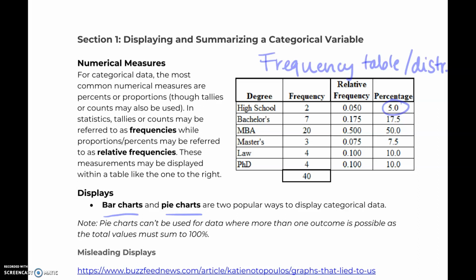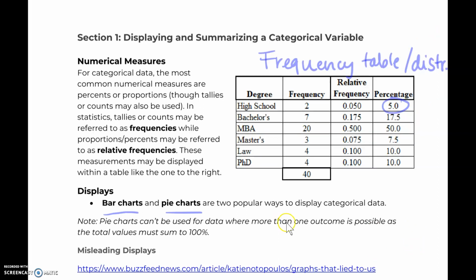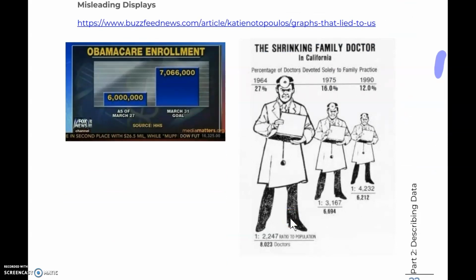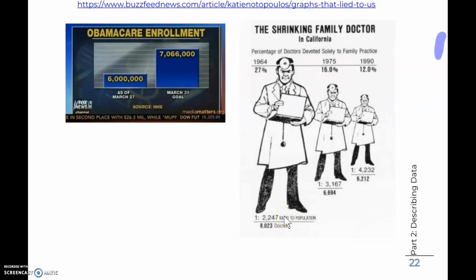But just because we have categorical graphs or categorical data doesn't mean that there's not things to watch out for. So let's look at a couple graphs. And again, the Obamacare enrollment did come up in our activity. So we all saw that.